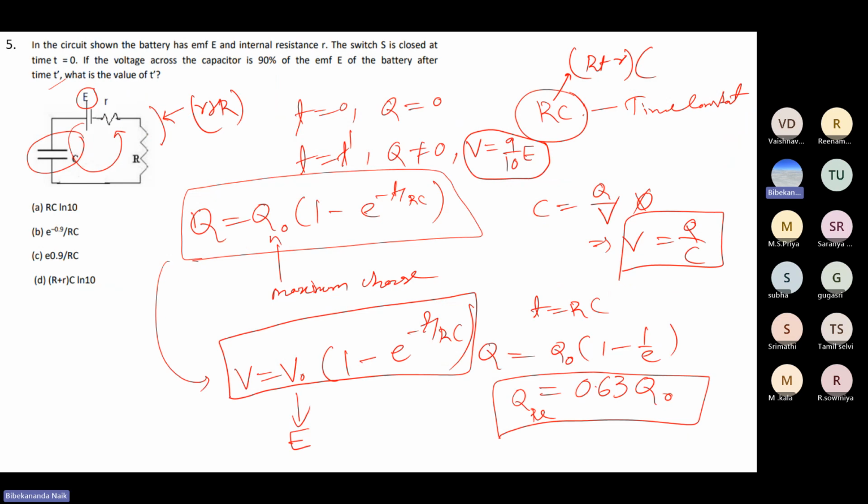So I'm explaining it once again. In this question, it was given that there is a circuit in which a source with EMF E is connected, having an internal resistance small r, and it is connected to a resistance and capacitance, both in series. Since it is a series RC circuit, there will be some time constant, and due to the time constant, there will be charging and discharging of the capacitor.